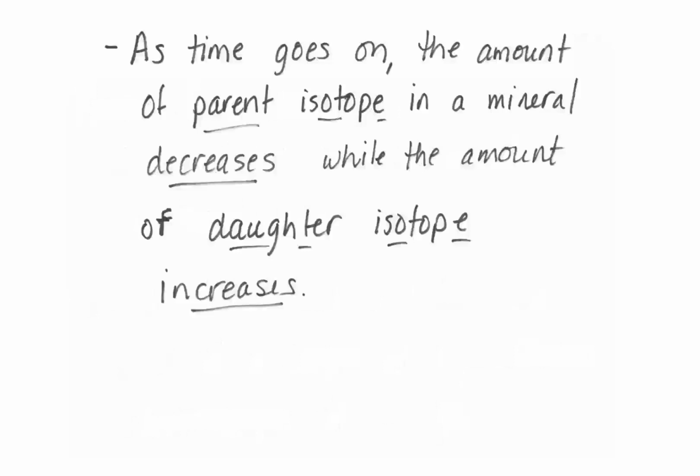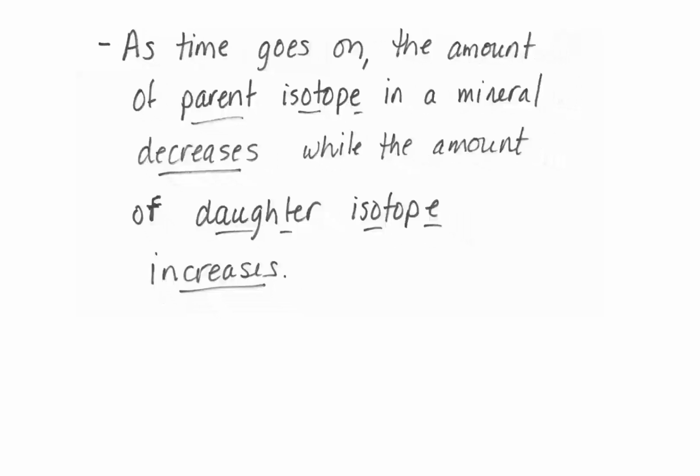Let's just remember a few basic ideas. As time goes on, right, if we have a jar of, or a bunch of radioactive isotopes in a mineral in a rock, we have a certain number of parent isotopes in there, and as time goes on, the amount of parent isotopes is going to decrease as they decay, while the amount of daughter isotope atoms that form as a result of the decay of the parent increases over time.